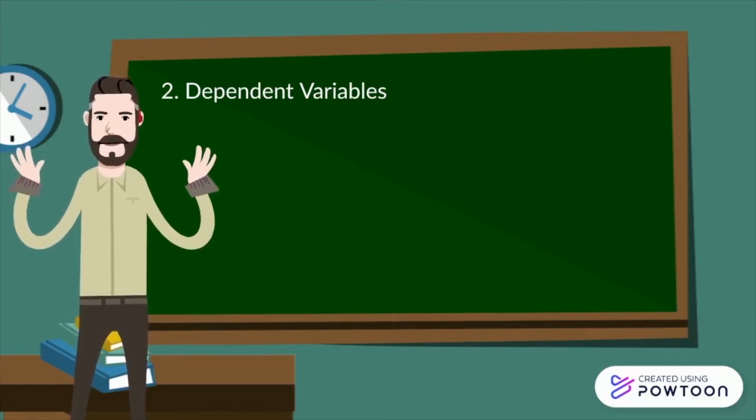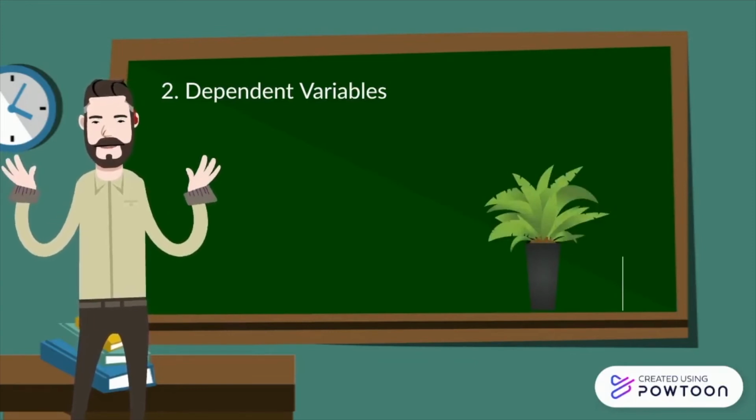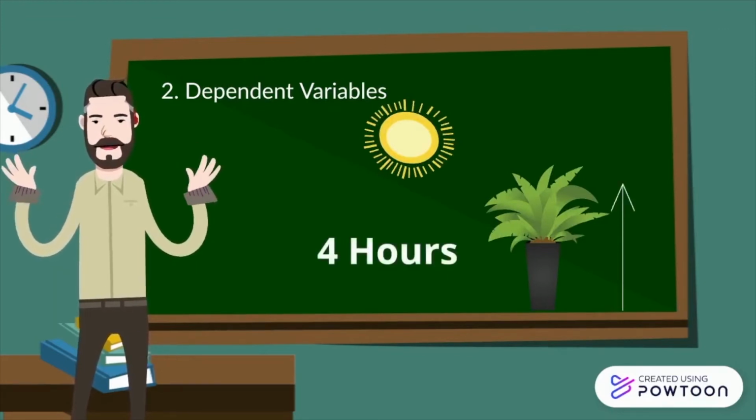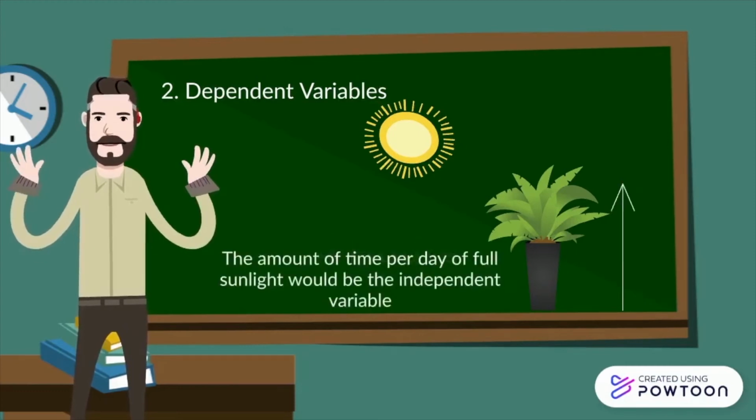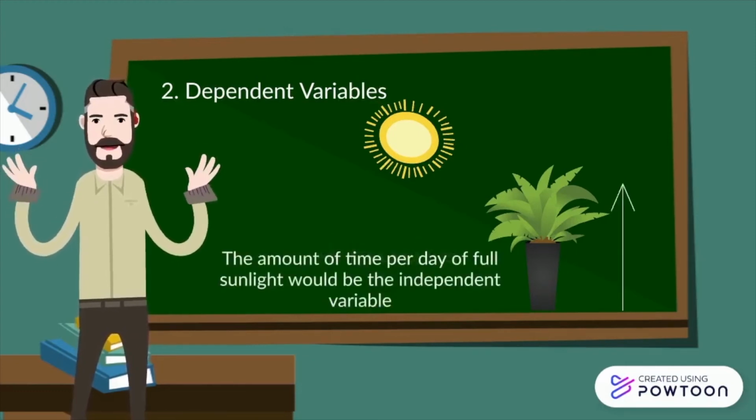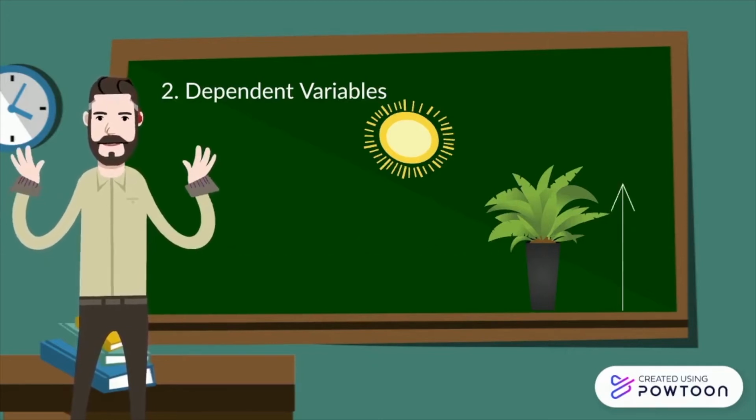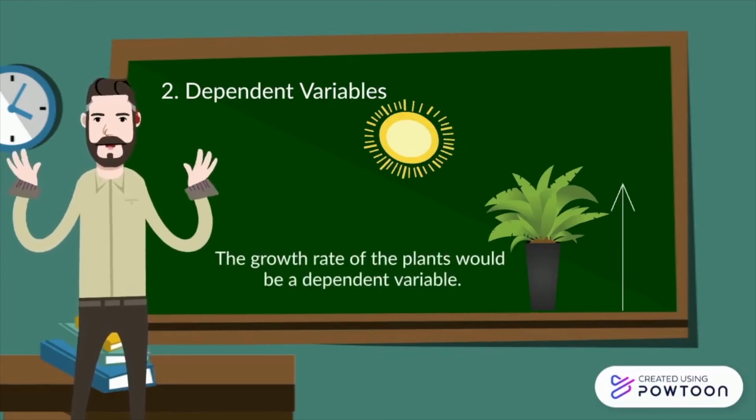For instance, if you were measuring the growth rate of plants under full sunlight for 8 hours a day versus plants that only have 4 hours of full sunlight per day, the amount of time per day of full sunlight would be the independent variable, the variable that you control. The growth rate of the plants would be the dependent variable.